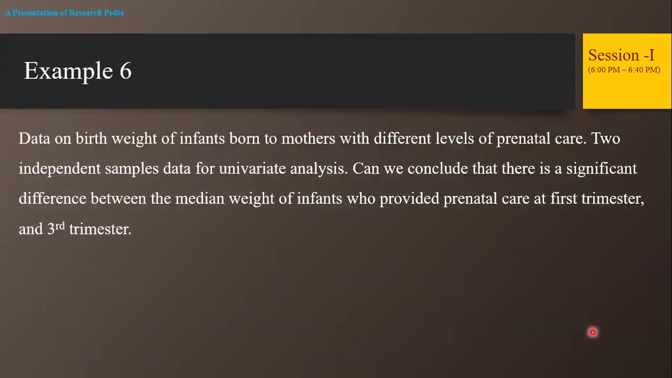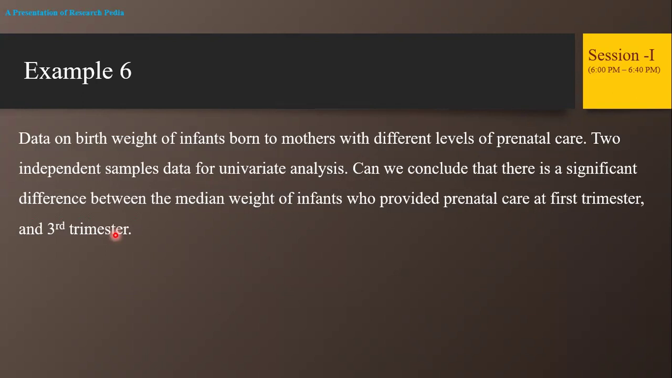So example number 6 that I will apply over here. Data on the birth weight of infants born to mothers with different levels of parental care. Two independent samples data for univariate analysis. Can we conclude that there is a significant difference between the median weight of infants who were provided parental care at the first trimester and the third trimester?